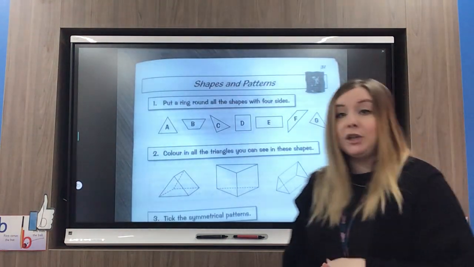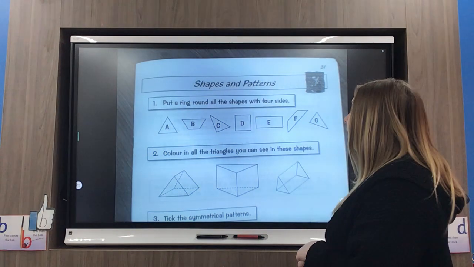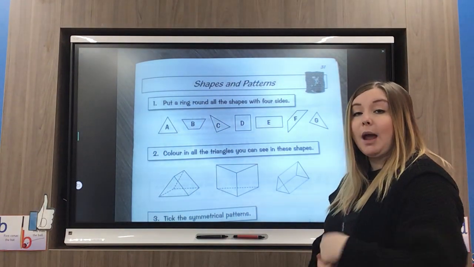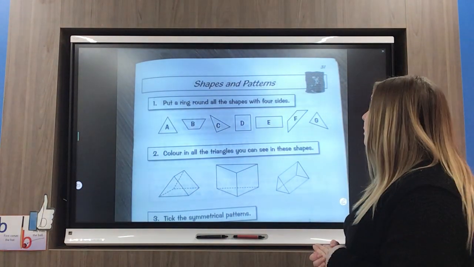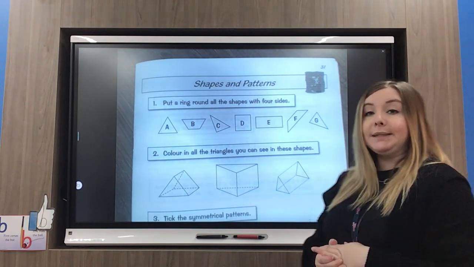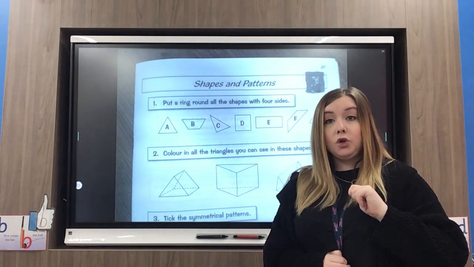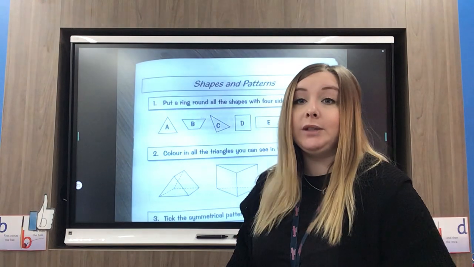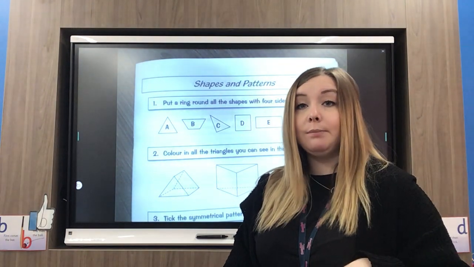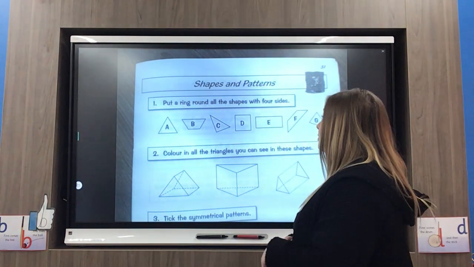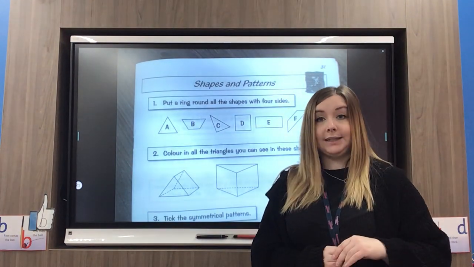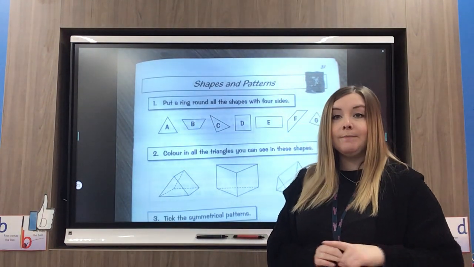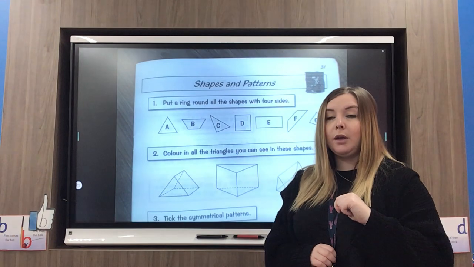And that is what question 1 is asking you to do. It's asking you to put a ring around, or to circle, all the shapes with 4 sides. So we just did 3-sided shapes together on my whiteboard, and I want you now to circle any 4-sided shapes. So count carefully and draw a ring around them.